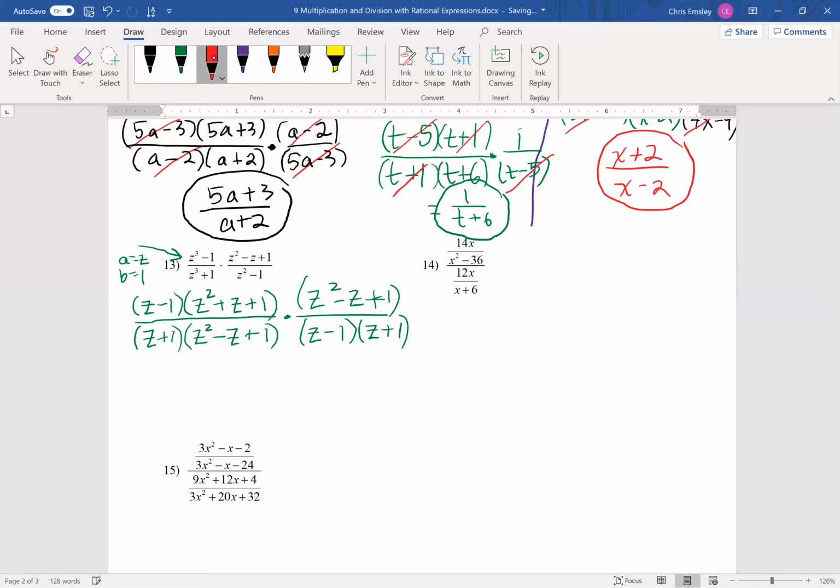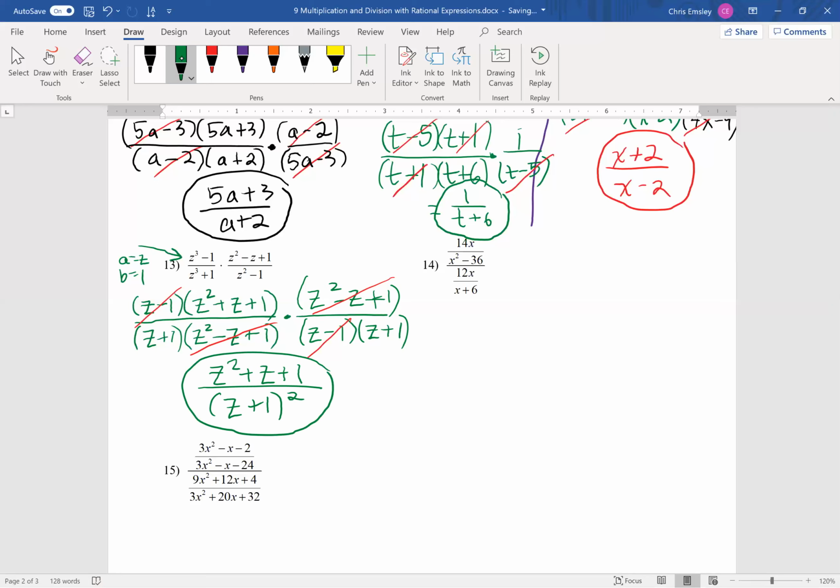Okay, so now we look for our common factors. We get a z minus 1 and a z minus 1. And this whole expression here, z squared minus z plus 1, factors with this whole thing here. And it looks like what we're left behind with up top, we have that z squared plus z plus 1 over z plus 1. Oh, look, it's a z plus 1 and a z plus 1. So if we want to be fancy, we can write that as z plus 1 quantity squared. There's our simplified answer.